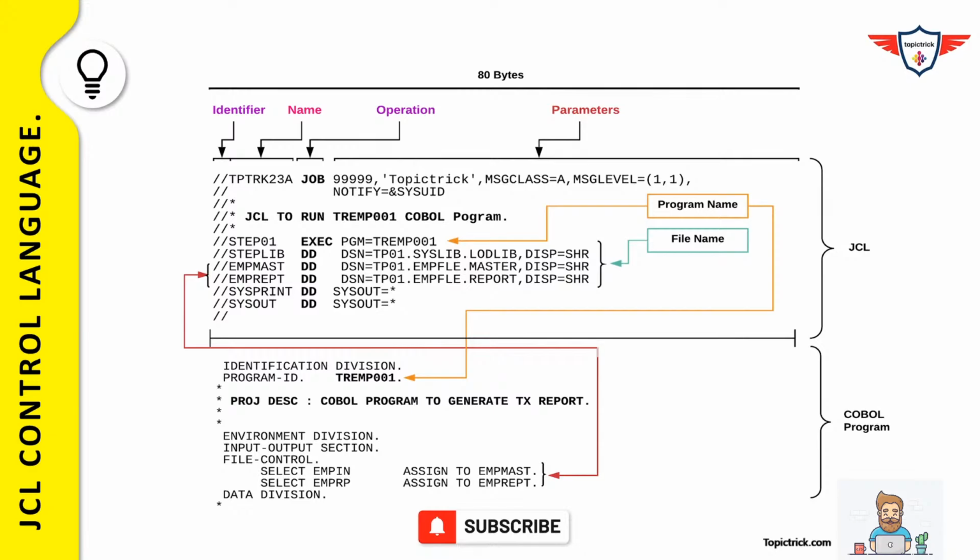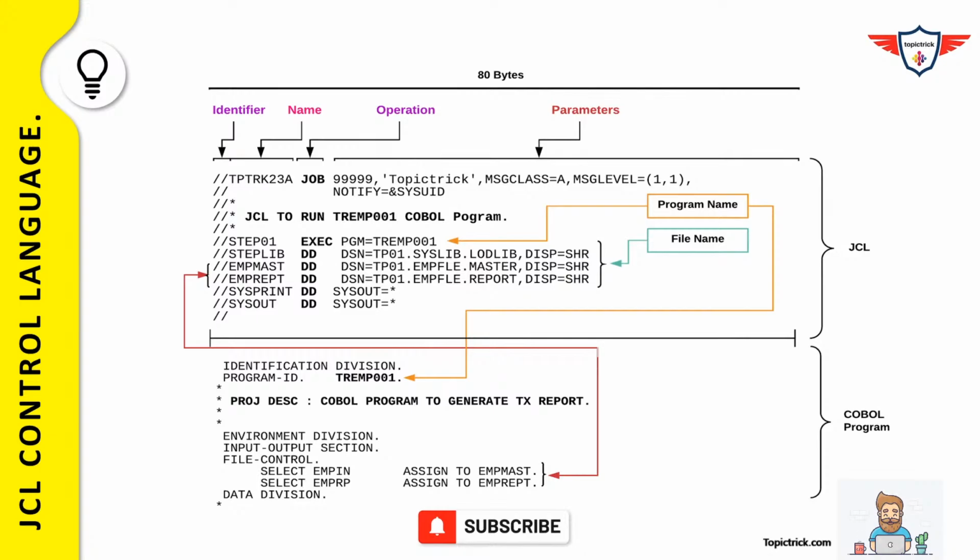This is the name of a COBOL program, and I've already highlighted it in orange color. After that you have a DD statement, STEPLIB. STEPLIB is used to specify the library where the load module is residing. We are going to discuss that in detail in a later part of the section. For now, just remember that the system will pick the load module from this particular library.